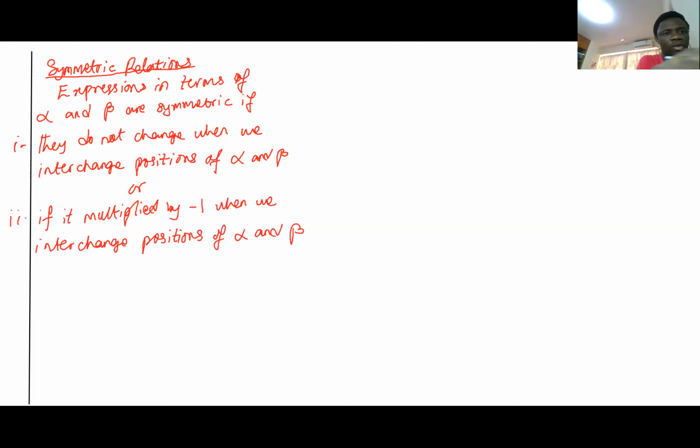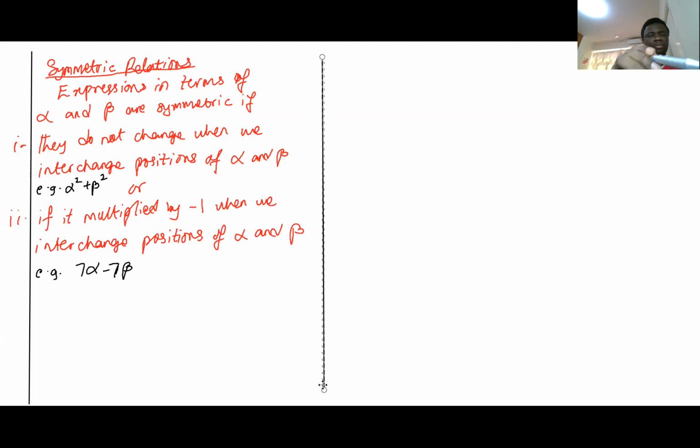The example that I gave here is this. Maybe we can include that. And here we can look at maybe alpha cubed minus beta cubed. So 7 alpha minus 7 beta. Yeah, I could use the other one too. Please confirm if you get what I've said here so far. Does everybody get what I've said here so far?